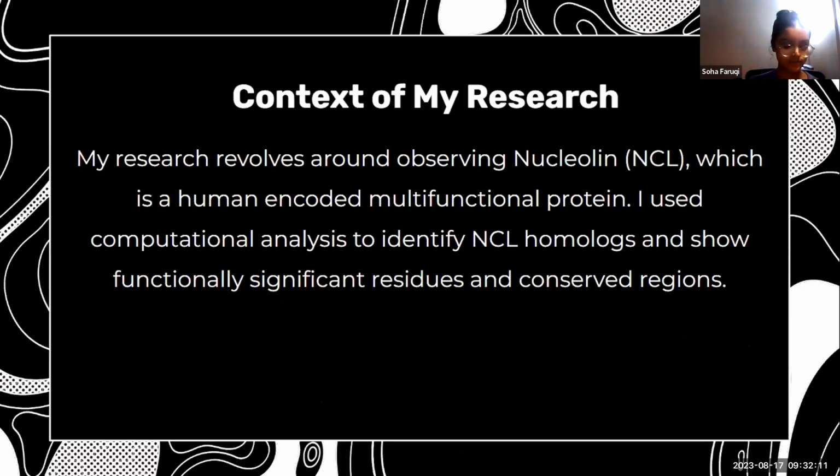So the context of my research: my work revolves around observing nucleolin, otherwise known as NCL, which is a human encoded multifunctional protein. And I use computational analysis to identify NCL homologs and functionally significant residues in conserved regions.